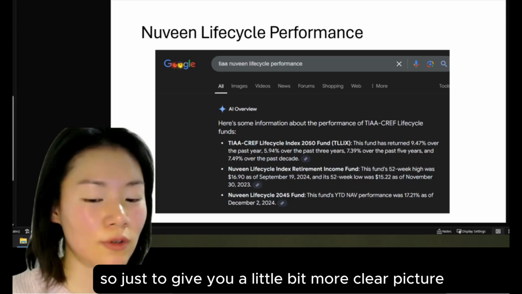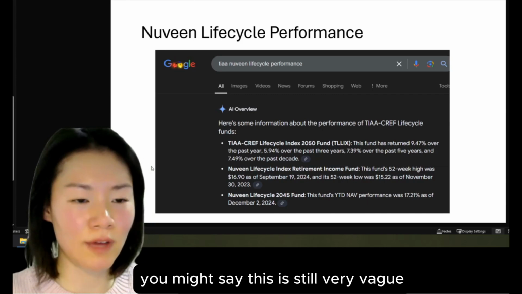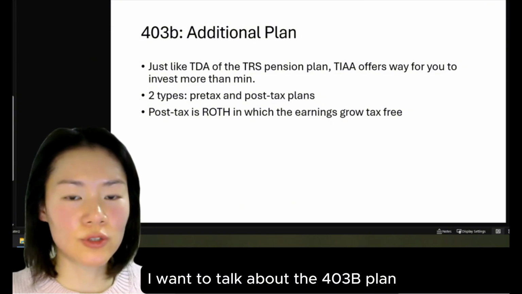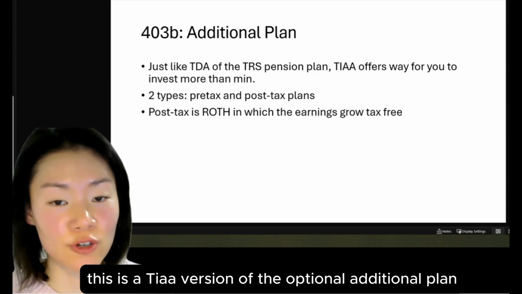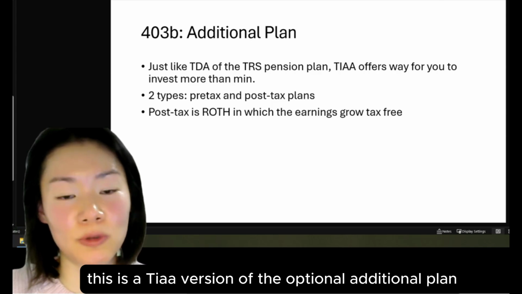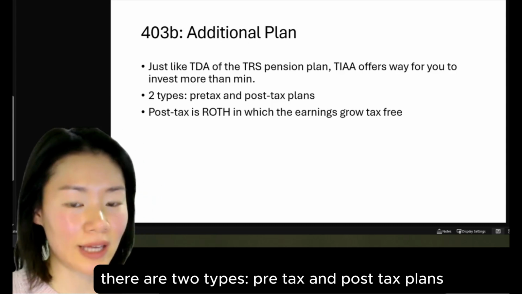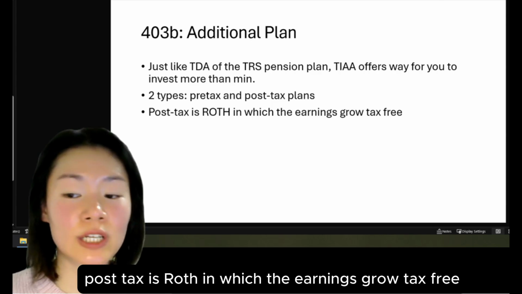So just to give you a little bit more clear picture, because you might say this is still very vague. Before I talk about the Income Illustrator, I want to talk about the 403B plan. This is TIAA's version of the optional additional plan. There are two types: pre-tax and post-tax plans. Post-tax is Roth, in which the earnings grow tax-free.